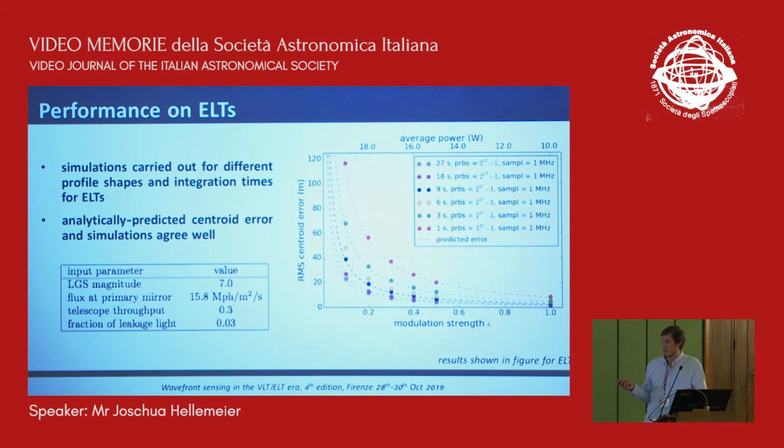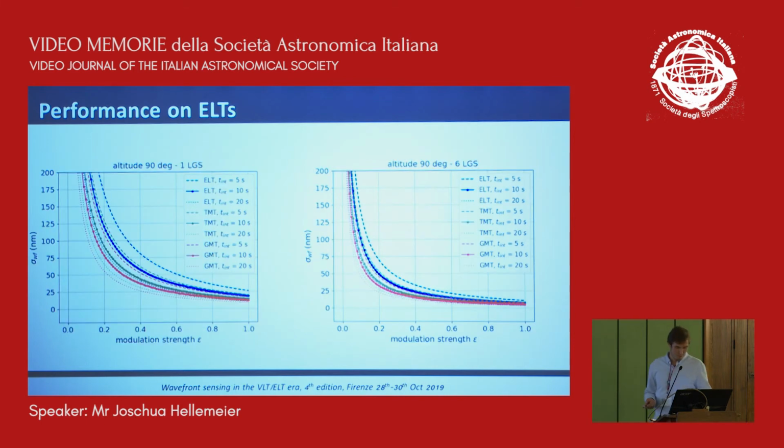So now, once you have the centroid error, of course you want to know what the corresponding wavefront error is. This can be done with a formula which I showed you in the beginning. This way you can transfer the centroid error into a wavefront error, which can be seen here. On the y-axis we have the wavefront error, and on the x-axis the modulation strength.